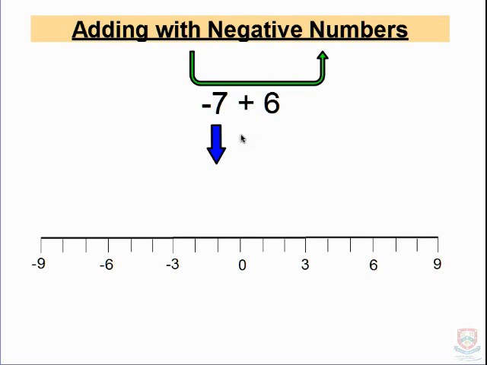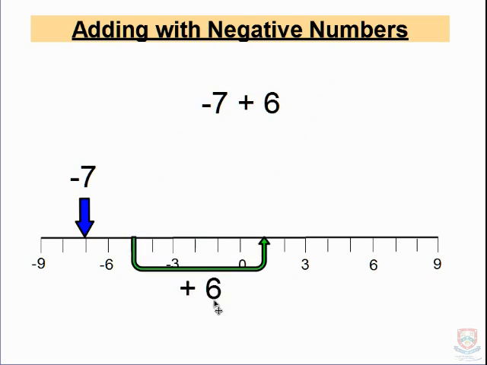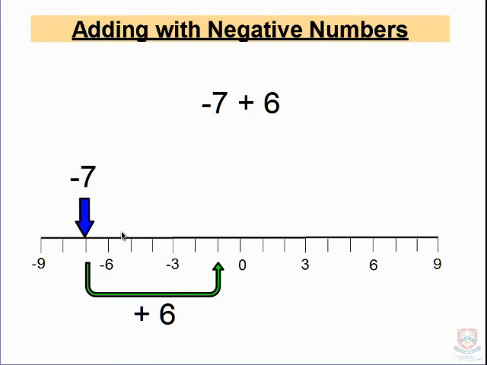Did you manage to get it? Let's have a look. Negative 7. Well, that means it's going to be 7 away, so that puts it 7 marks lower than 0. And adding 6 means we're going to move right 6 numbers. 1, 2, 3, 4, 5, 6, giving us an answer here, which is 1 number below 0. So our answer is negative 1. Well done if you managed to get that one.